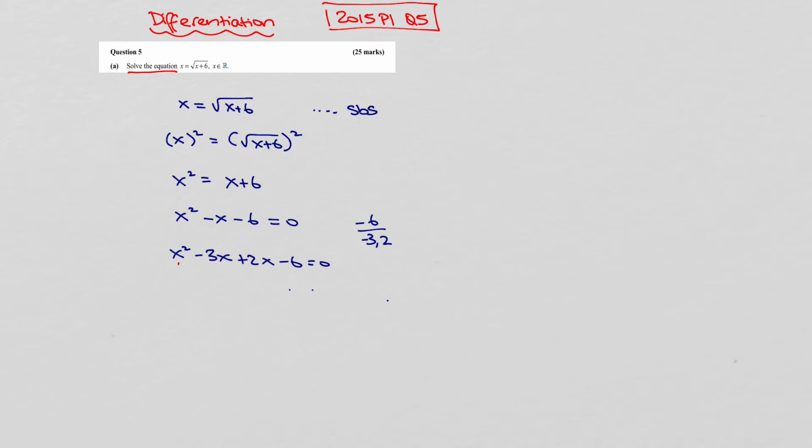Take out your first two terms, take out the highest common factor. So the highest common factor between the first two terms is x, leaving me with x minus 3. And the highest common factor between the second two terms is 2, again leaving me with x minus 3. And we know we've done something wrong if these two brackets aren't the same, because of course we want to take that out as our second highest common factor. So by taking out x minus 3, I'm left with x plus 2 and equals 0.